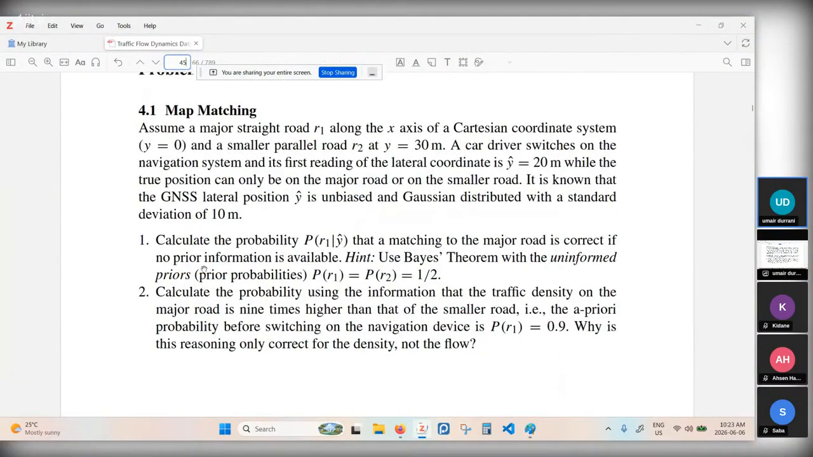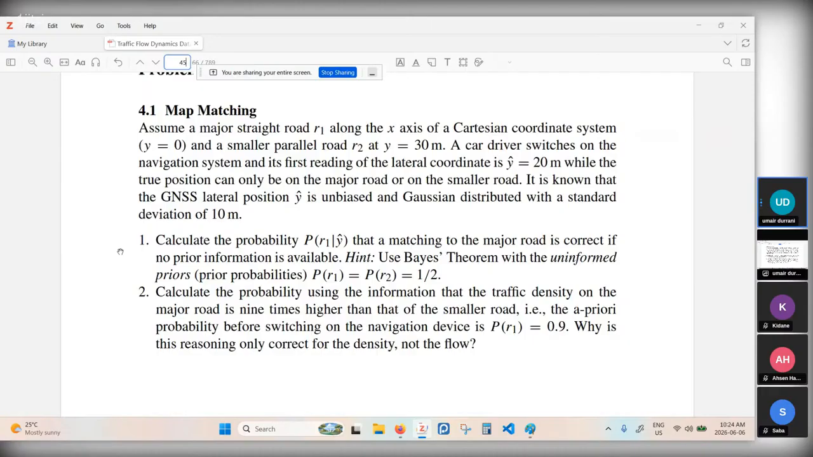So the first part here, and today we will only cover this first part, is to calculate the probability P of R1 given y hat. We want to determine the probability of being on the road segment R1 given that y hat is given to us. In this case, y hat is 20 meters. That a matching to the major road is correct if no prior information is available. Other than this, we don't have any other information.